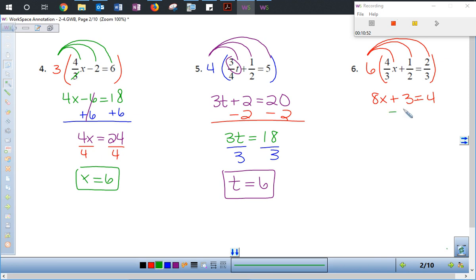Now we can solve. Subtract 3 from each side. 8x equals 1. Divide each side by 8. x equals 1 over 8. Pause the video. Check that in your calculator. Be careful, you have a lot of fractions.